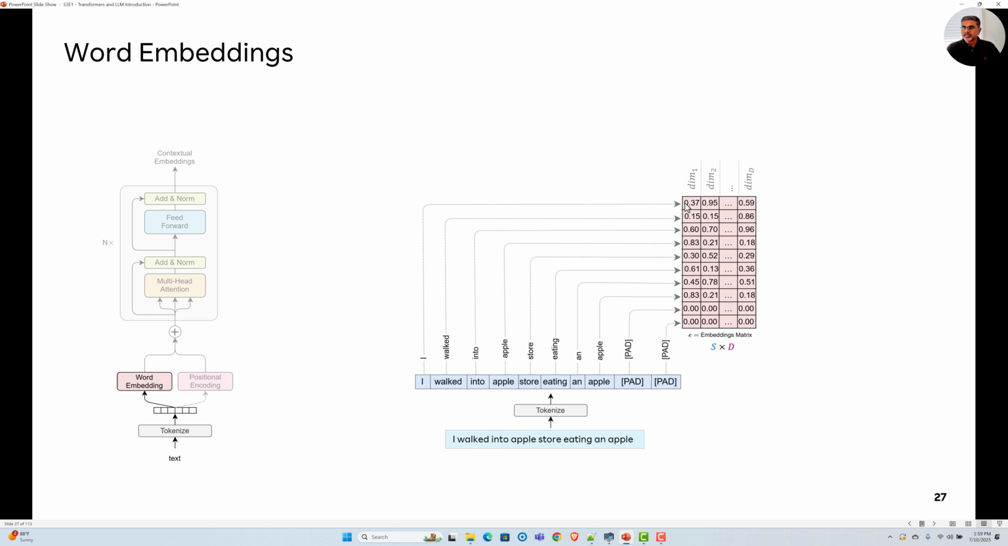So each vector, for example, here, I on dimension 1 is 0.37, dimension 2 is 0.95, and dimension D is 0.59. Okay, if you look at Apple here, 0.83, 0.21, and whatever till 0.18. Apple appears twice to capture the same embedding in the word embedding, which is this part of the transformer, right? So what you get in this step is: take input, tokenize it, and you build this matrix, which is sized S cross D. Okay.